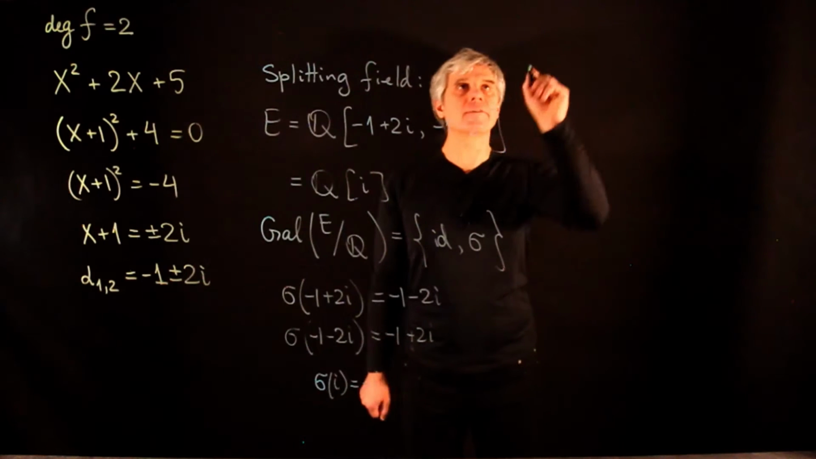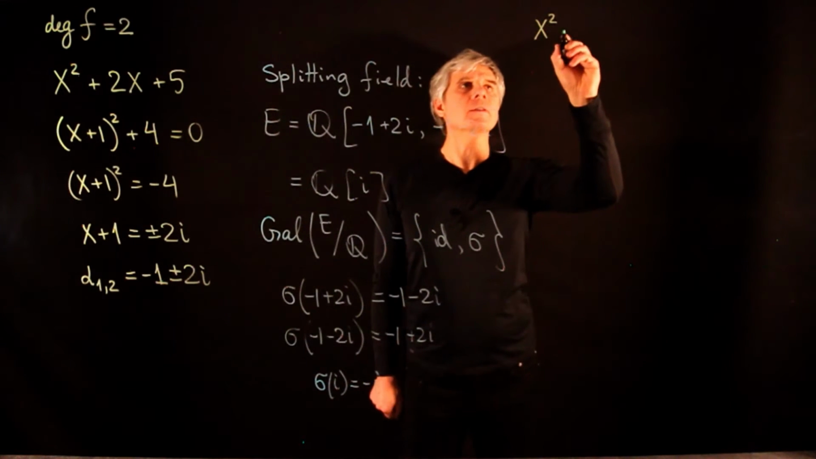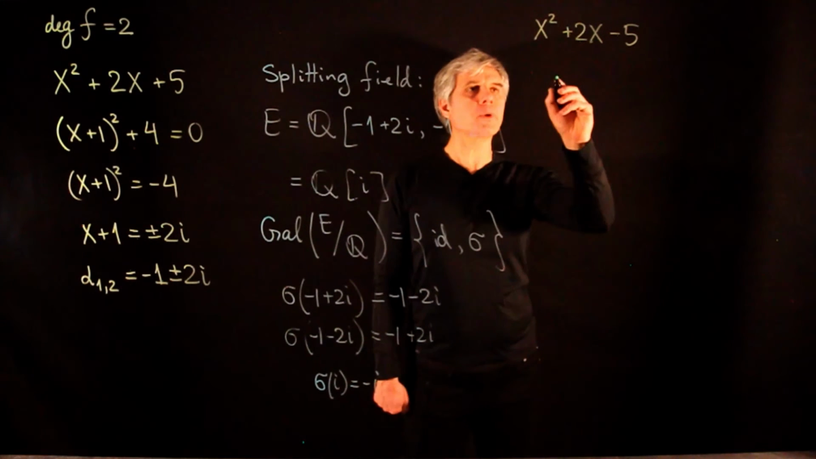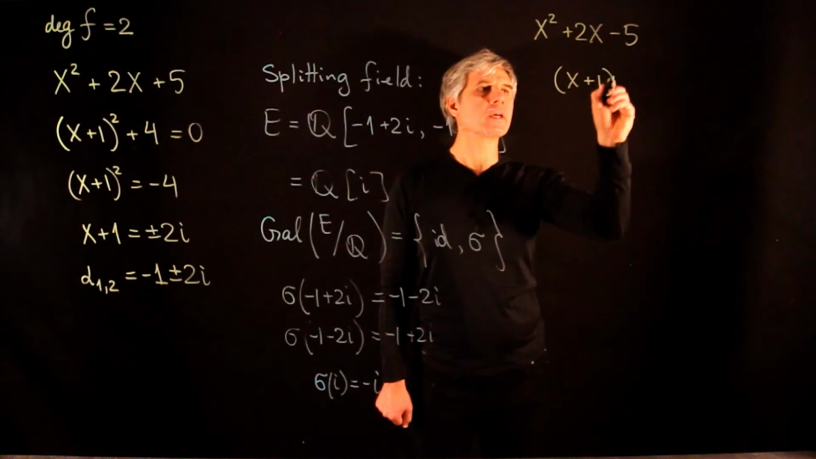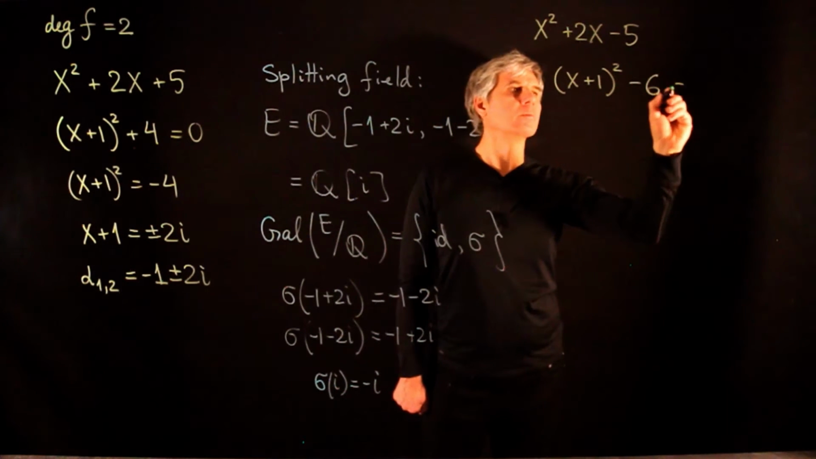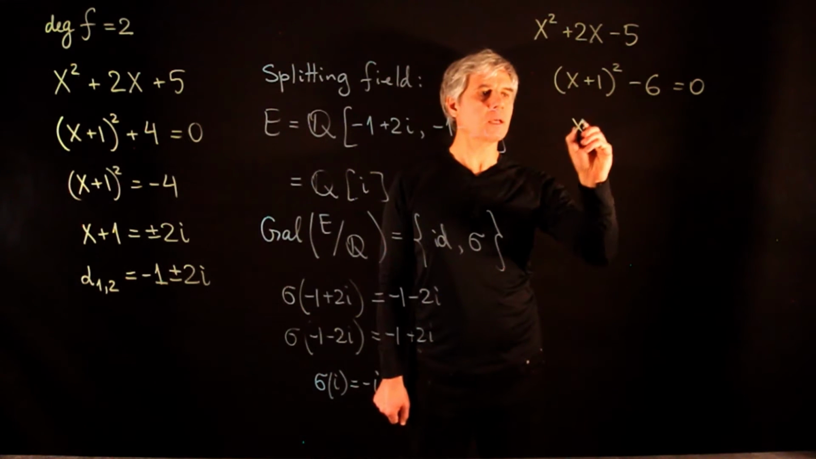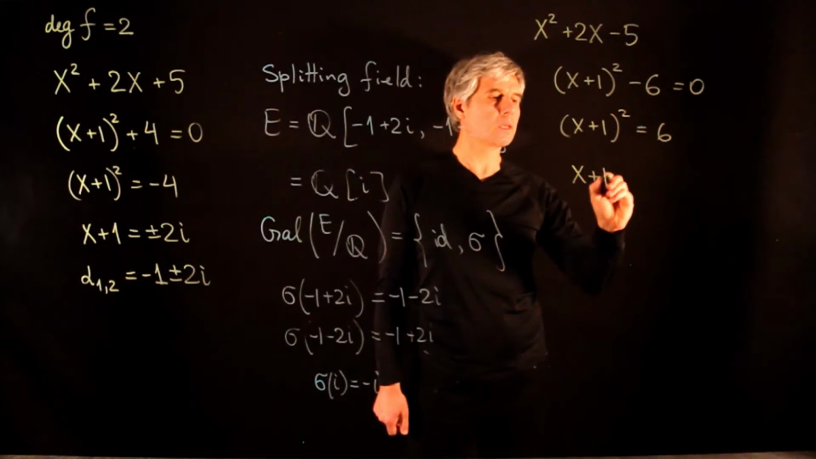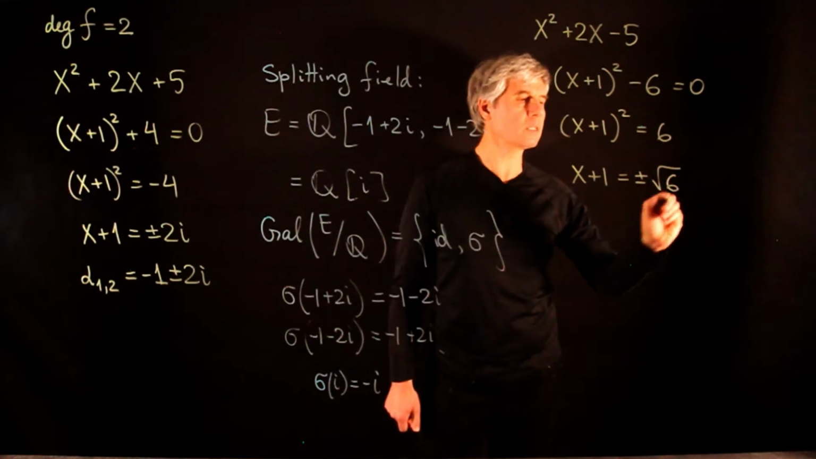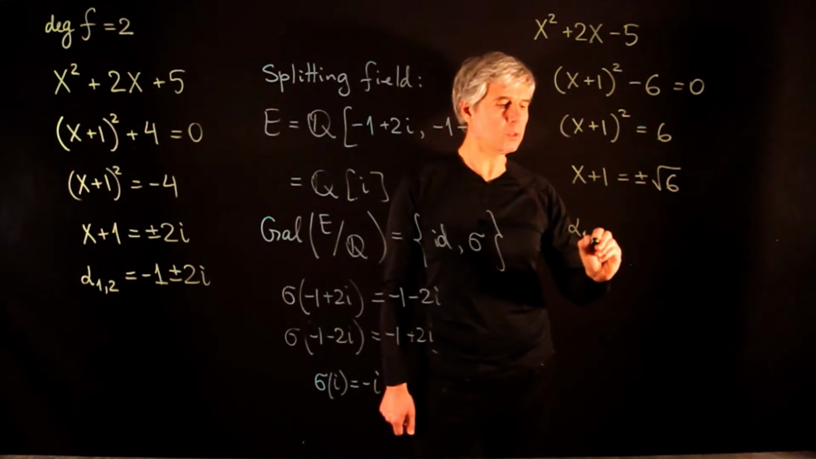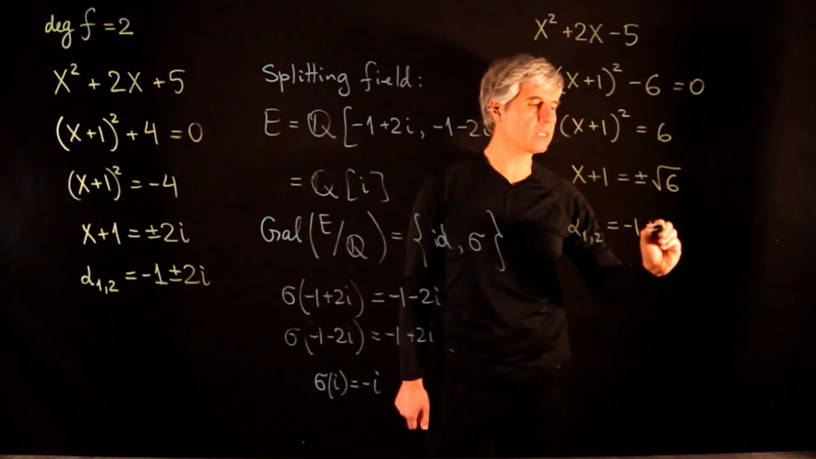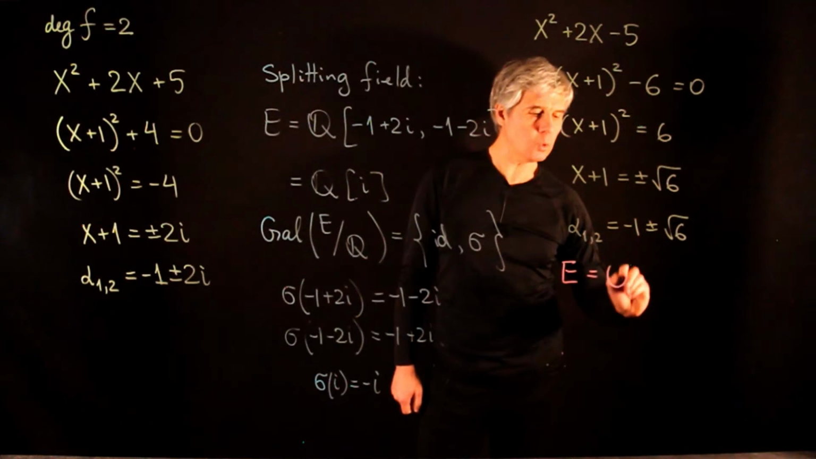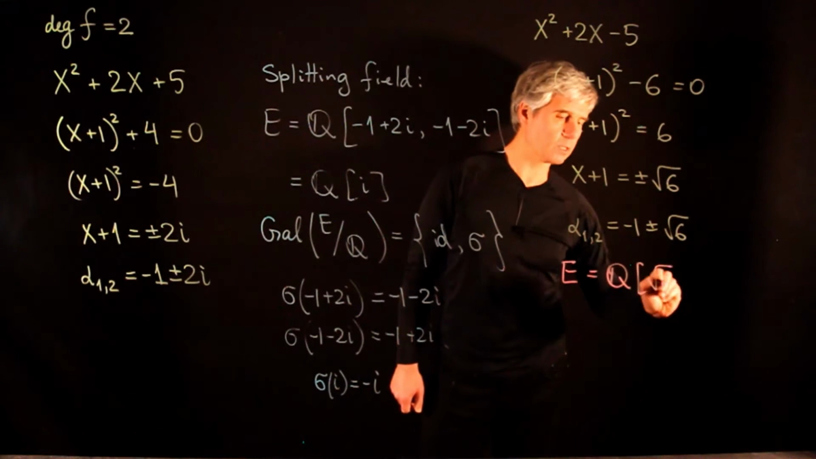Let us look at a slightly different example. So let's take x squared plus 2x minus 5. If we want to find the roots of this polynomial, we write it as (x plus 1) squared minus 6. And then (x plus 1) squared is equal to 6. So x plus 1 is equal to plus minus the square root of 6. And the roots alpha 1, 2 are minus 1 plus minus the square root of 6. So the splitting field of this polynomial is Q adjoined the square root of 6.